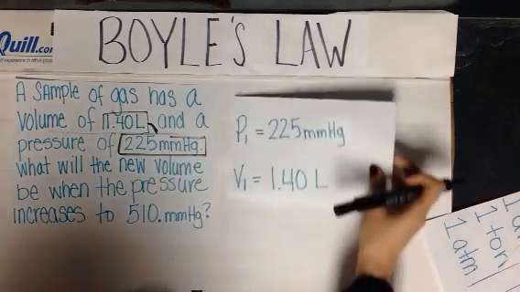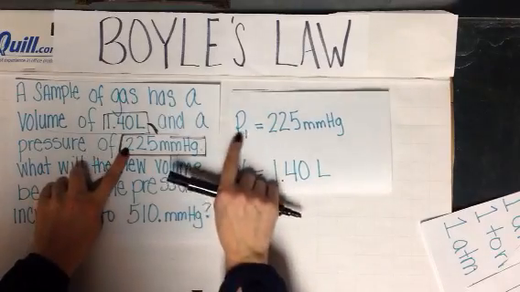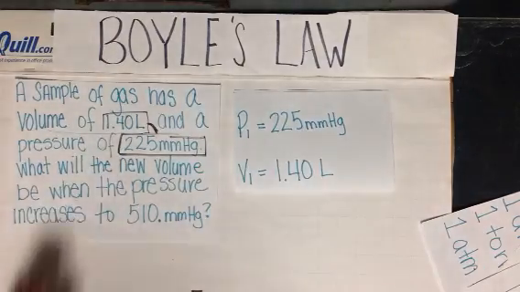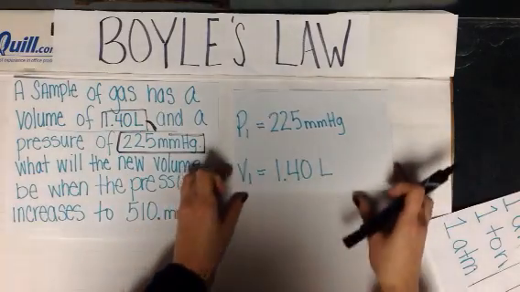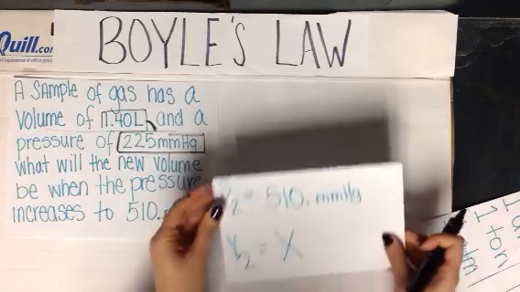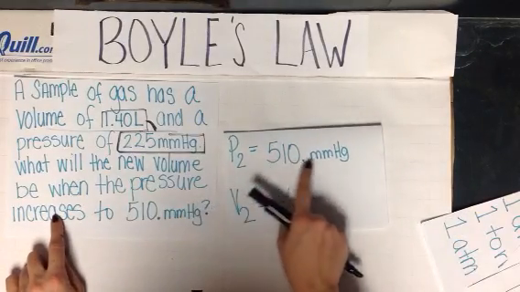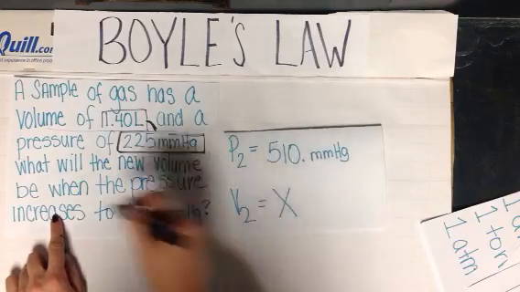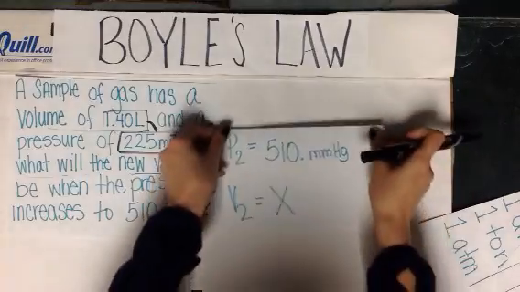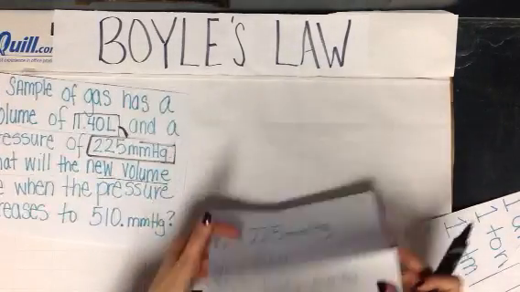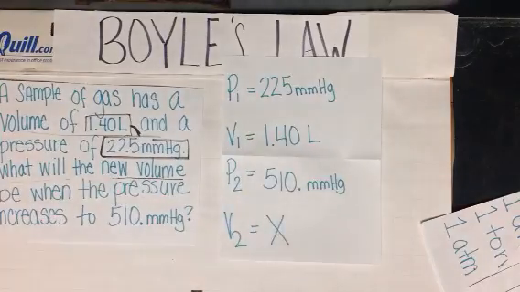Let's list out those variables. Here they are. My initial volume and my initial pressure. Then something happened, and now I have a new volume and a new pressure. Those are your second conditions. So my pressure increased, here's P2, 510, and they asked, what will the new volume be? I set that to X. So here are all my variables listed out. This is important to do. Before you begin your problems, try to list out your variables so you're organized.